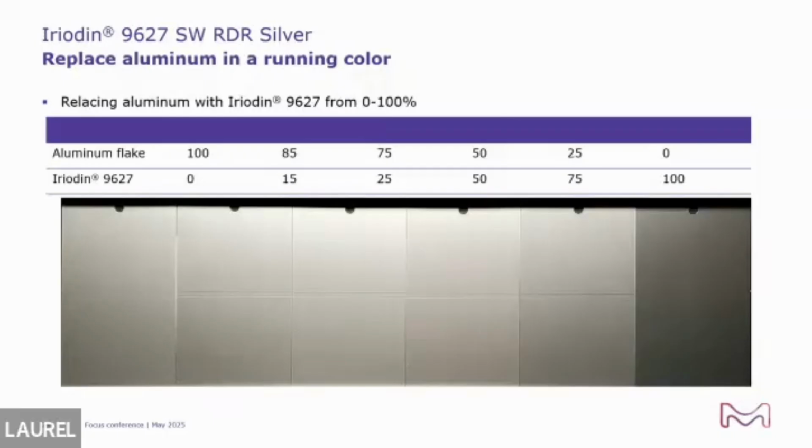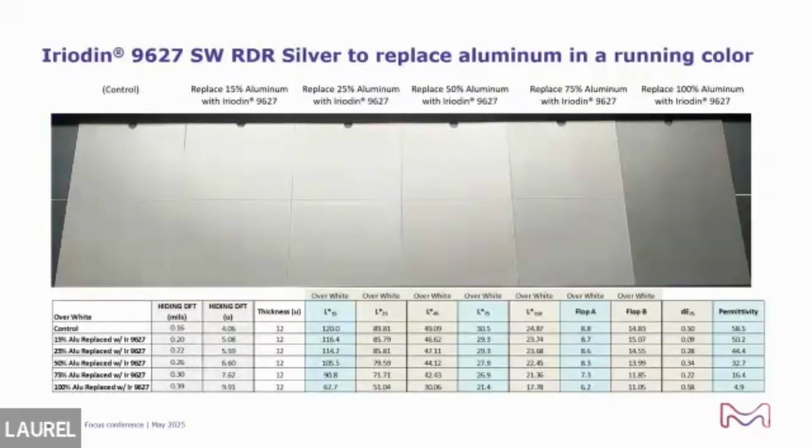So you can see from the face, as you replace it all the way to 75, you start to see the dark because there's some carbon black in the color. And if you replace 100% of aluminum with 9627, it's way too dark. So it definitely needs some additional formulation work. But if you look somewhere between 50 and 75, it seems a good place to fit in. We'll show some data.